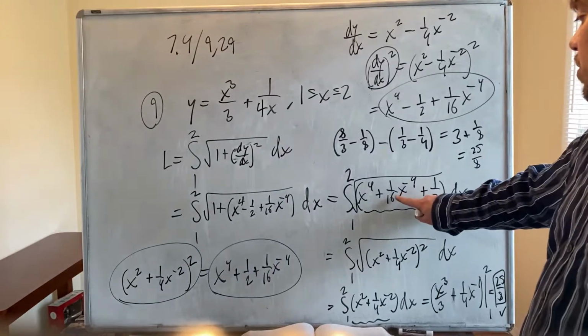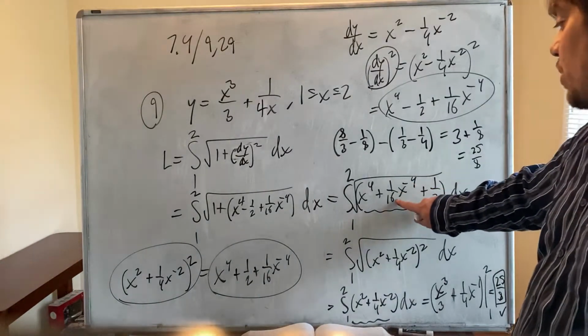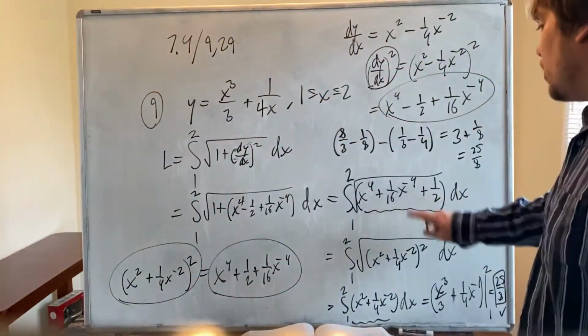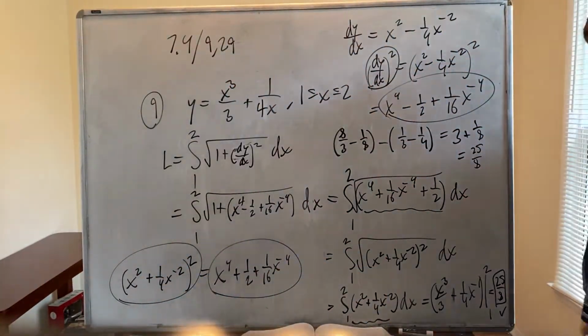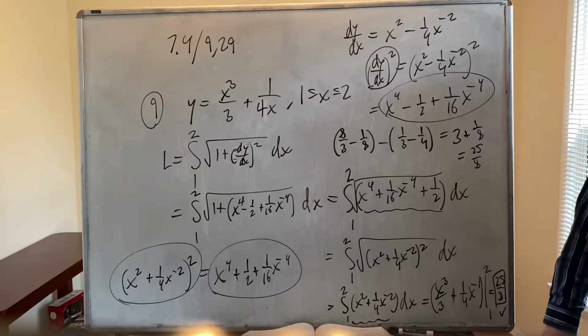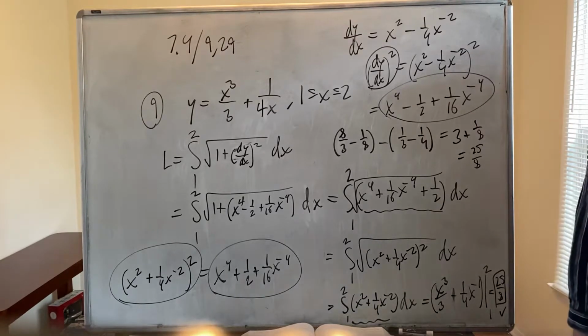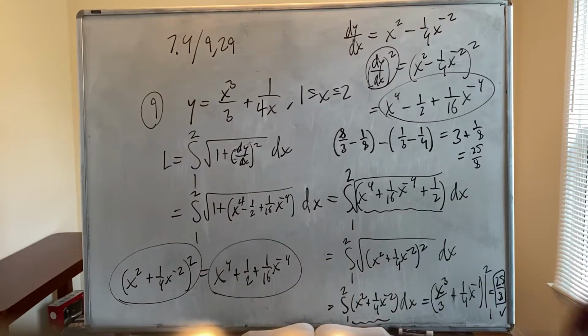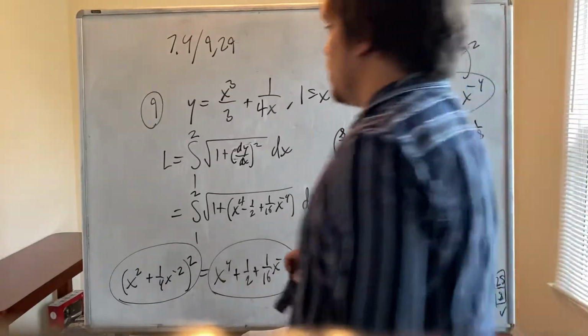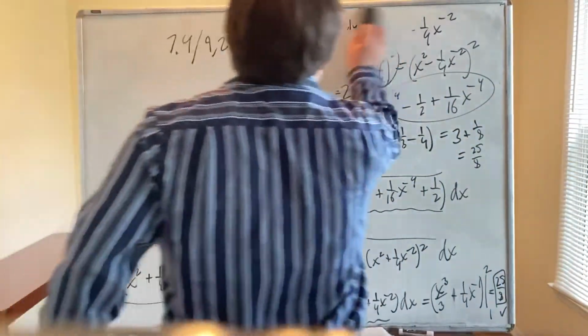Take the square root of 1/16 x to the negative 4, you get 1/4 x to the negative 2. Then take their sum and square it, and you get that. In these kinds of arc length problems, some can be solved with this technique, and some you have to use other techniques. Other problems you have to use U substitution. In this case, you use this method. Okay, keep going. Number 29.